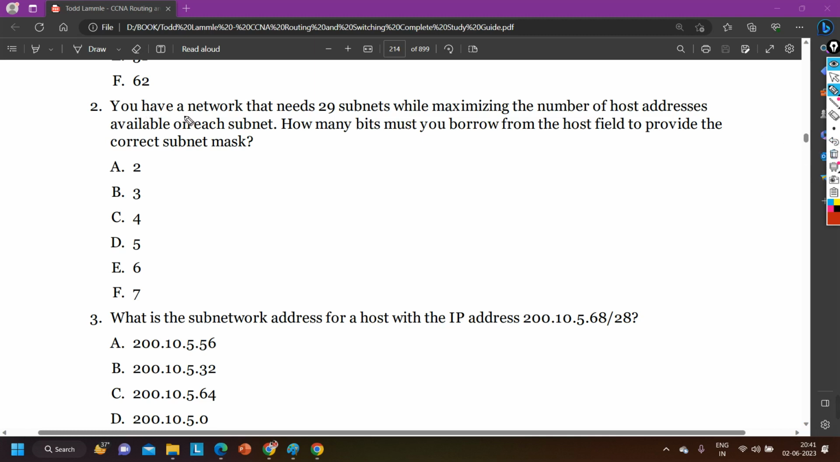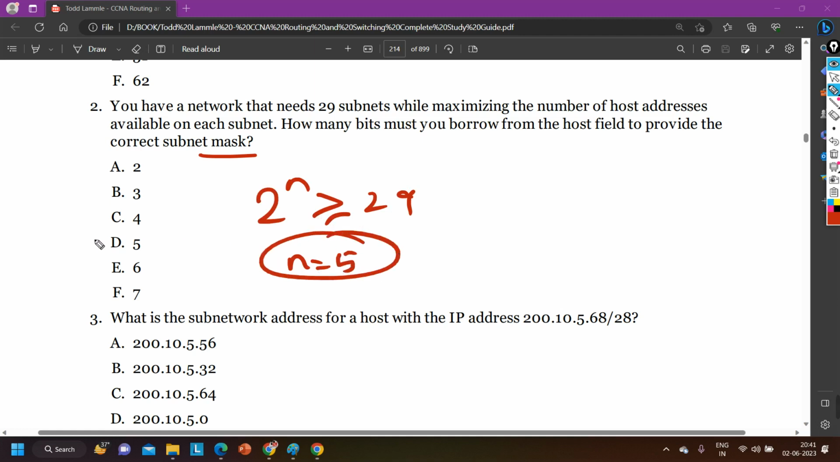Okay, see this question. You have a network that needs 29 subnets while maximizing the number of host addresses available on the subnets. How many bits must you borrow from the host field to provide the correct subnet mask? 5 bits. You will borrow 5 bits because 2 to the power n should be greater than or equal to 29. So n should be 5 only.